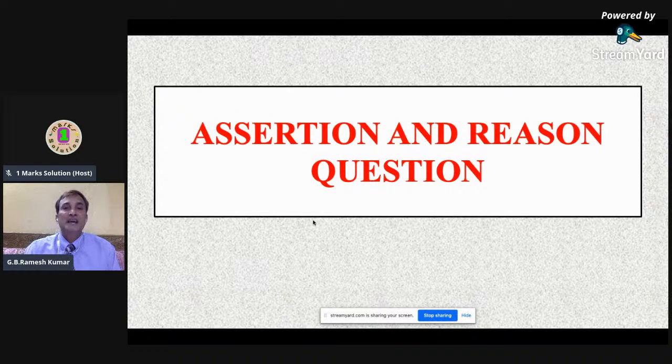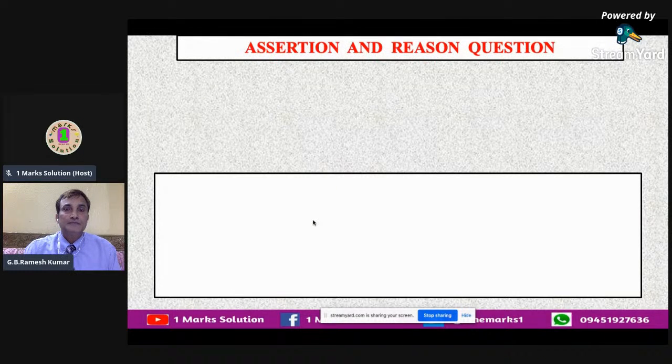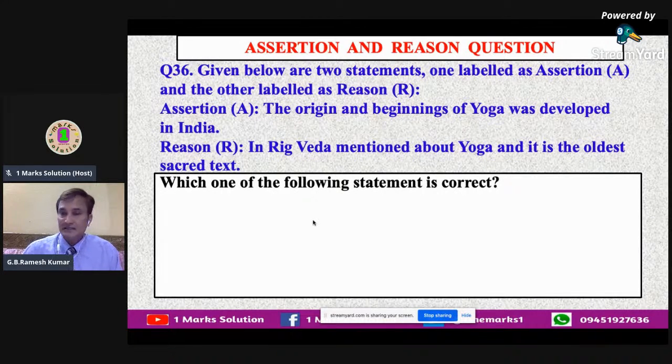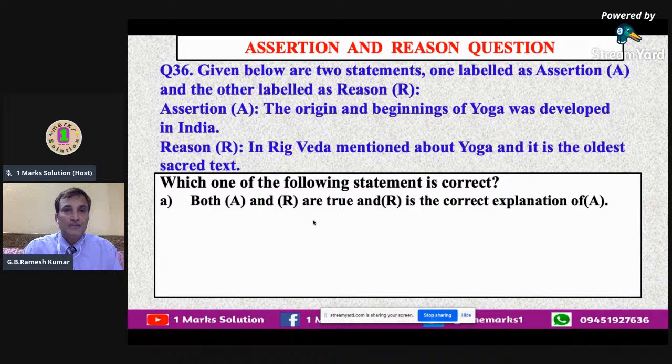Next is the assertion and reason question. Question 36: given below are two statements, one labeled as assertion and the other labeled as reason. Assertion: the origin and beginning of yoga was developed in India. Reason: the Rig Veda mentions yoga, and it is the oldest sacred text. Which one of the following statements is correct?